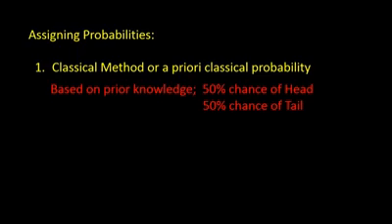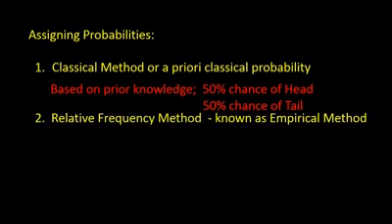We can do this with a deck of cards as well. What is the probability of picking an ace from a deck of 52 cards? Well, we have prior knowledge that there are 4 aces in a deck, so the probability is 4 out of 52. If you use a calculator, you'll get something like a 7.69% chance of picking an ace out of a deck of cards.